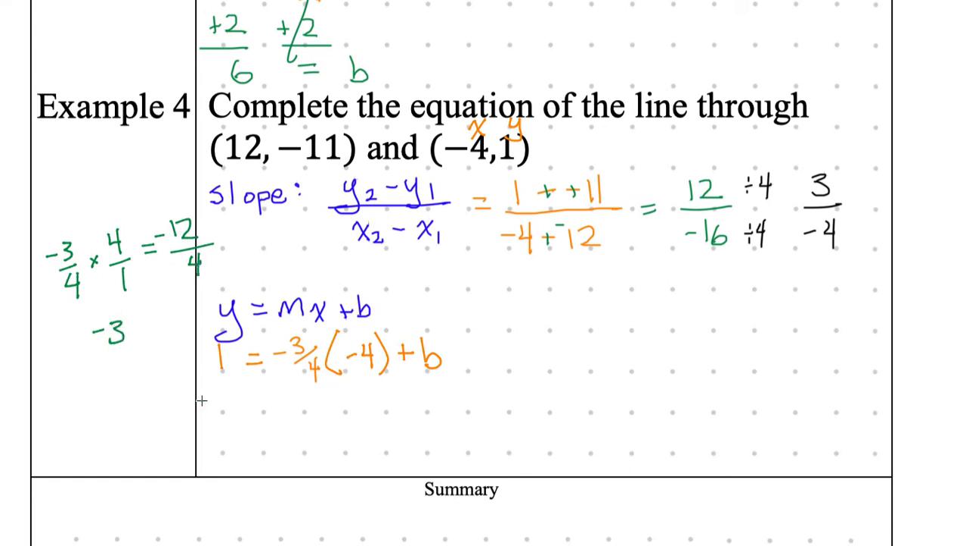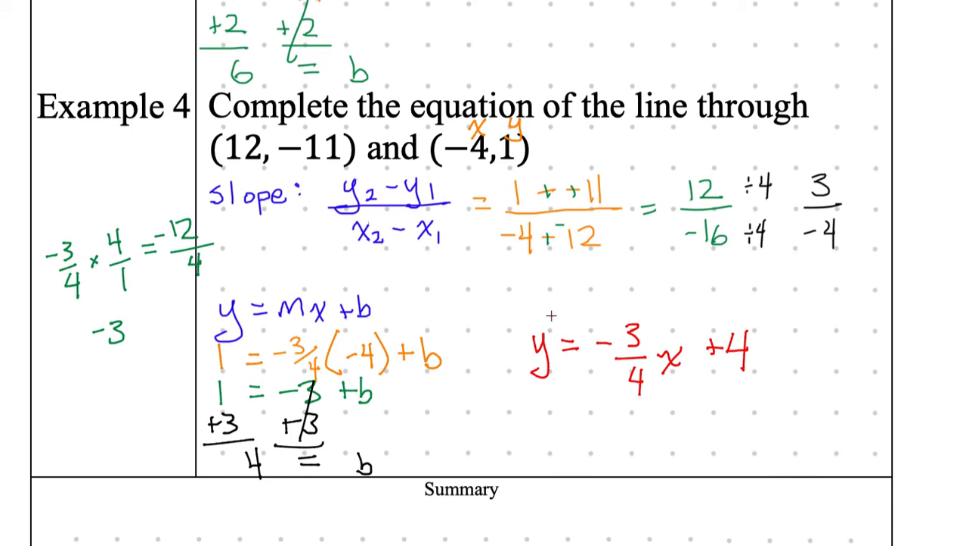So from here, I can say 1 is equal to -3 plus b, and I need to undo this negative, so I can add 3 to both sides. Add 3, the 3's cancel out. I'm left with b is equal to 4, and I have my final equation. Again, it is y equals, the m is negative 3/4 x plus 4. And that concludes this lesson.